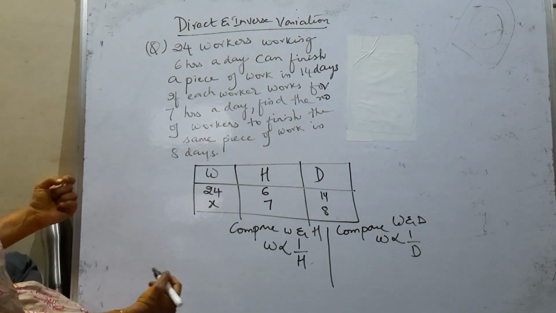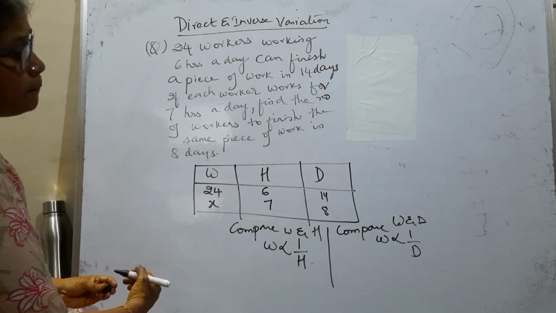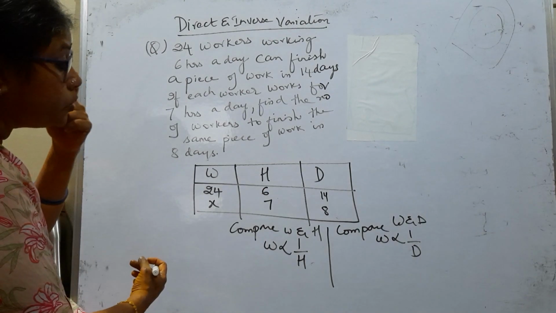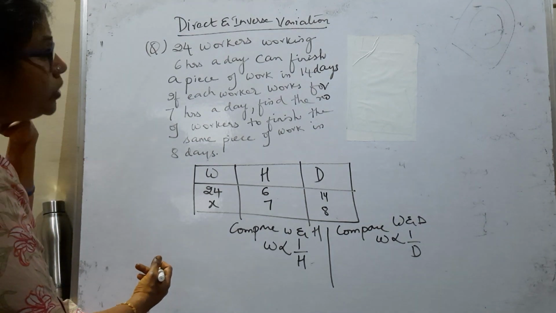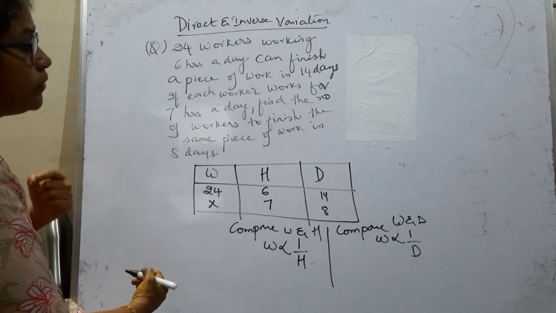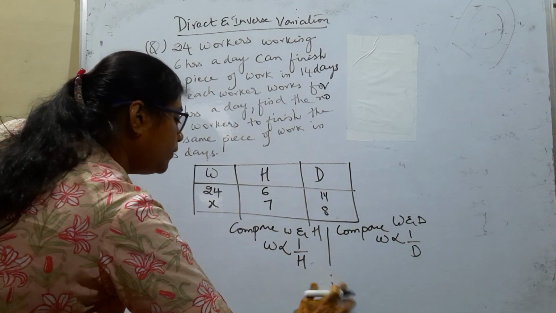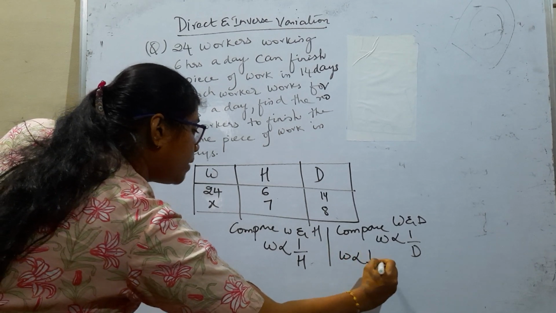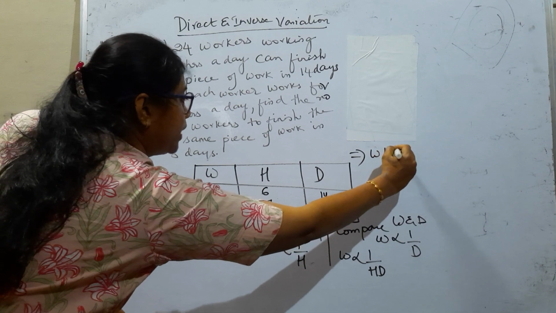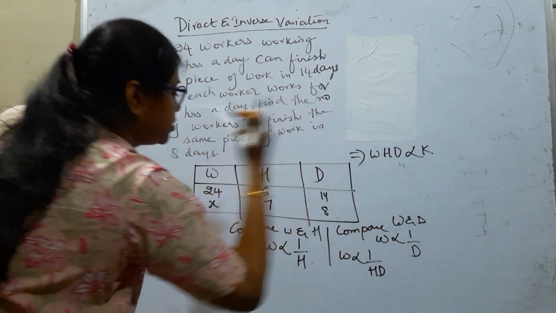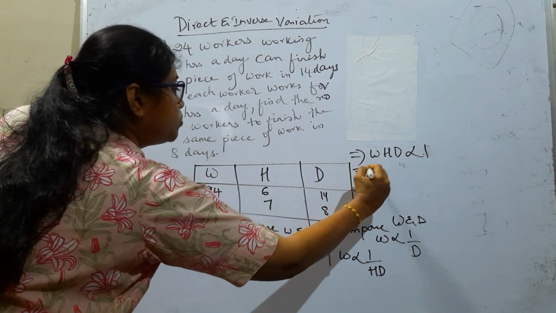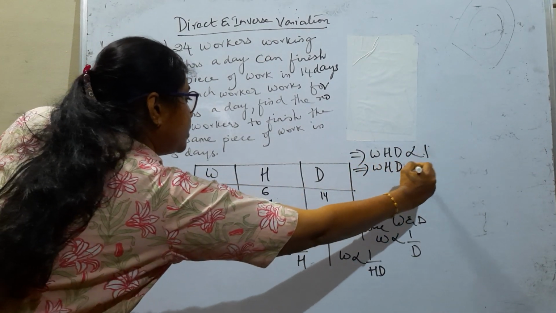That means it's an example of a compound proportion in which you see inverse variation twice. You might see direct variation twice also, or you can see one inverse variation and one direct variation, depending on the problem. So from here we can write W is inversely proportional to 1 by HD. So I send HD to the other side. It becomes WHD is directly proportional to a constant, that is, directly proportional to 1. That implies WHD is equal to a constant.